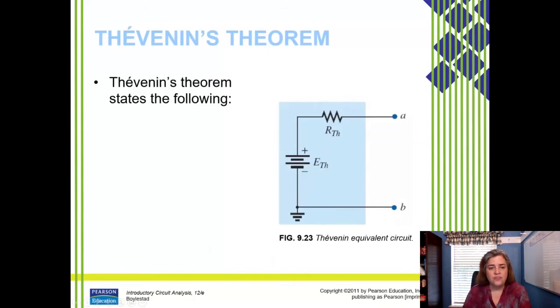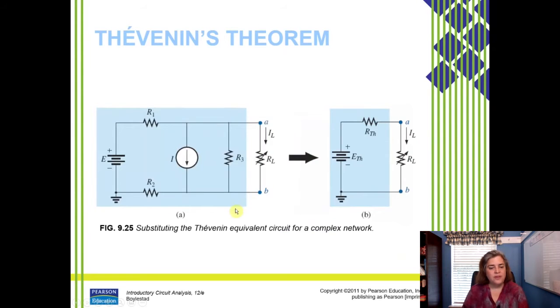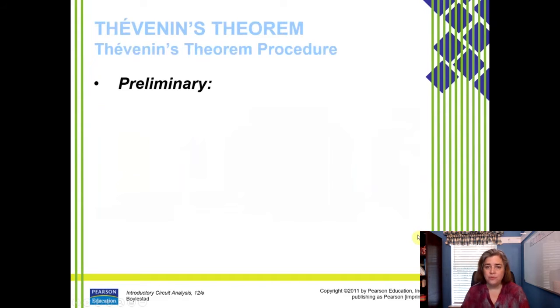So essentially what we're saying is that any two-terminal network can be replaced by an equivalent circuit that consists of just a voltage source and a resistor. As shown here, this is our E Thevenin and our R Thevenin. They actually have their own names, our voltage source and our series resistance. So we can take this portion of our circuit right here and reduce it down to something that looks like this, and that makes our circuit analysis at this point in the circuit much, much easier.